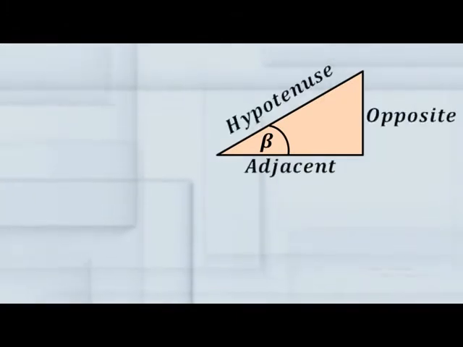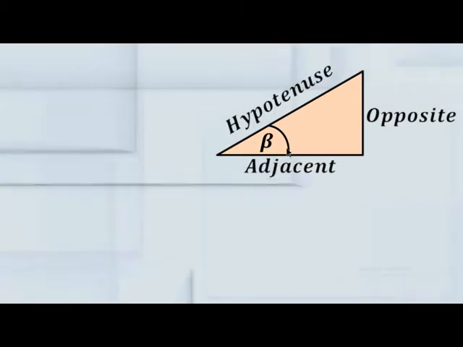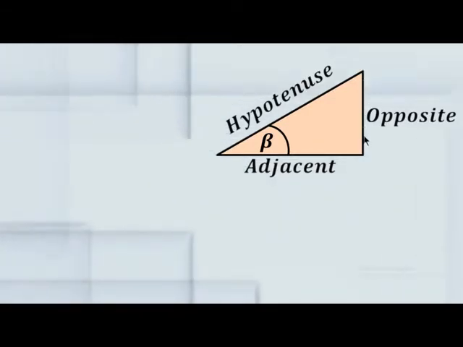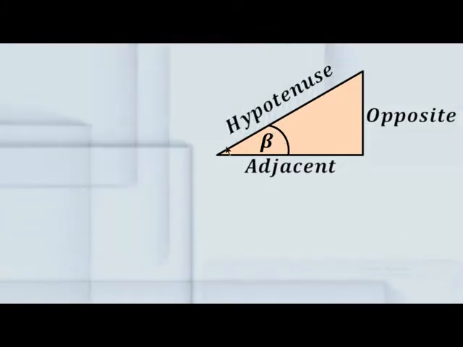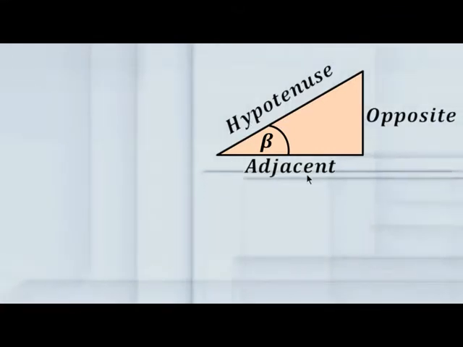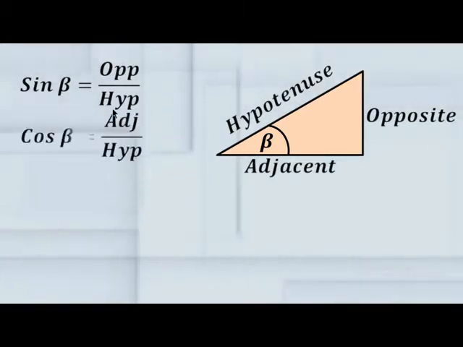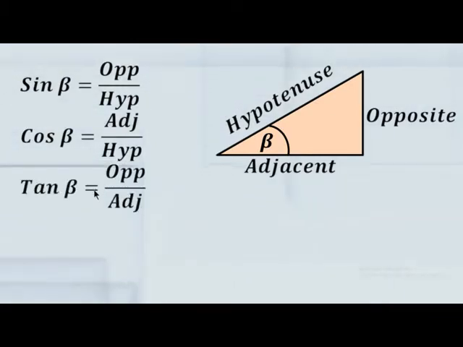Since this angle is beta, this is the hypotenuse, the longest side, and this side is the opposite because it's right in front of the angle, and this side is adjacent. By this triangle, sine beta equal to opposite per hypotenuse, cosine beta equal to adjacent per hypotenuse, and tangent beta equal to opposite per adjacent. This is trigonometry for right angle triangle.